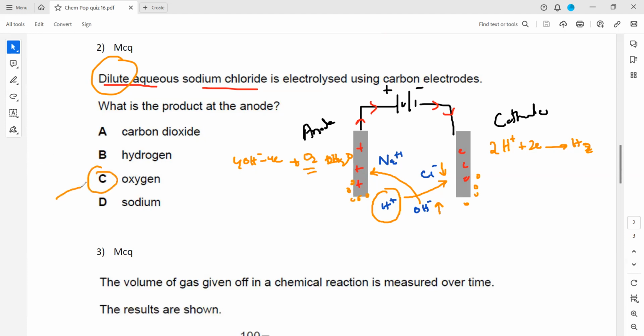That's why option C is the right answer, because they're asking for the product at anode. So at anode, there's oxygen. If it is the same question asking for the product at cathode, in that case, hydrogen will be the answer. Is it clear? Discussion? Yes, sir. Okay.